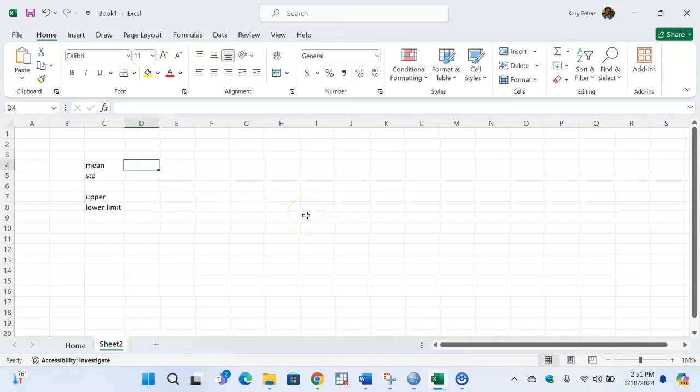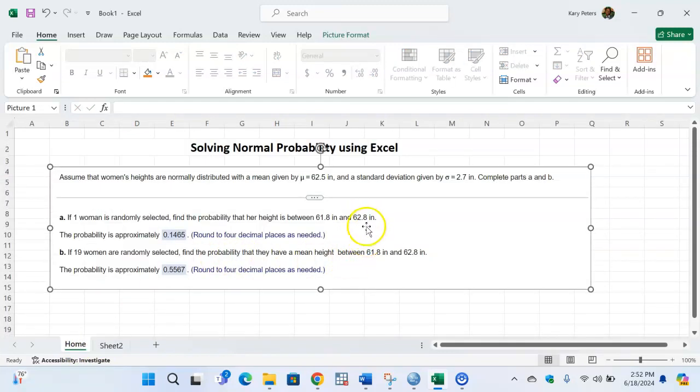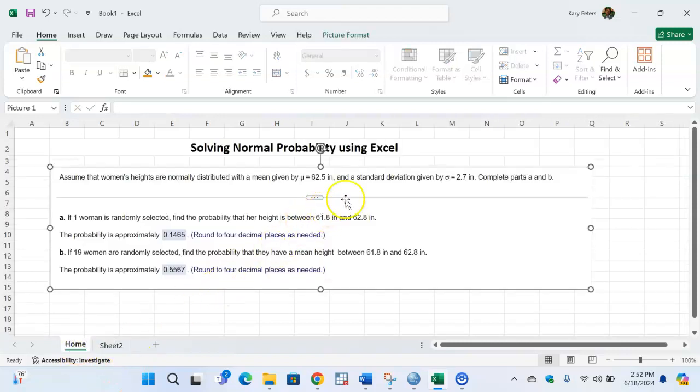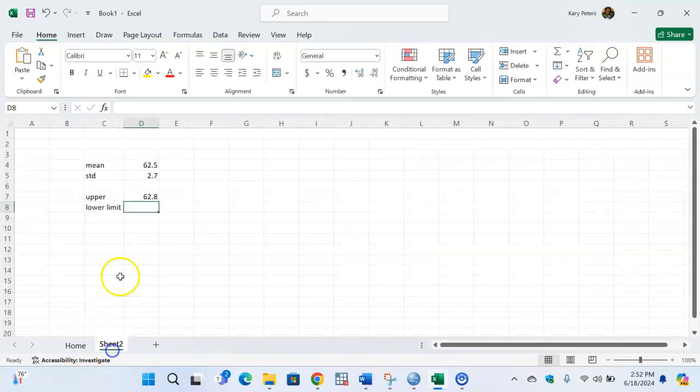So 62.5, then standard deviation is 2.7. Then now the upper limit, the upper is 62.8. Then the lower limit is 61.8. So the Excel approach is very easy, makes things way simpler.